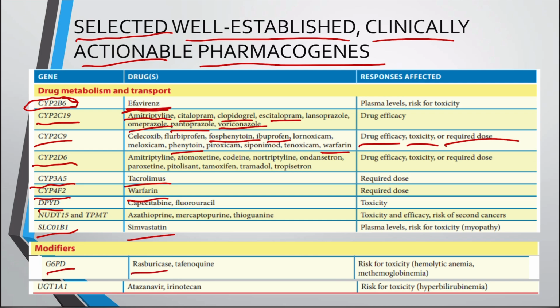In the case of rasburicase and tafenoquine, the antimalarial drug, it can lead to several risks of toxicities like hemolytic anemia and methemoglobinemia. Then we have UGT1A1, which actually affects irinotecan metabolism, so it can lead to risk of toxicity if it is not working properly. Then there can be competition between bilirubin and irinotecan, and this can lead to decreased metabolism of bilirubin, leading to the condition of hyperbilirubinemia.